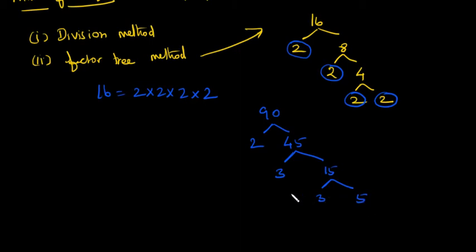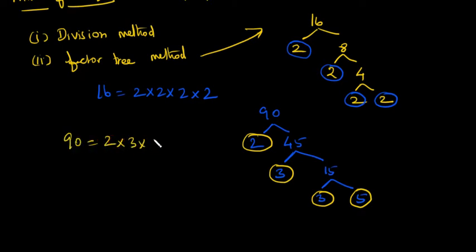Product of any two numbers? No. So what I'm going to do is round these numbers. You can write 90 as 2 into 3 into 3 into 5, isn't it? Yes, this is called prime factorization.